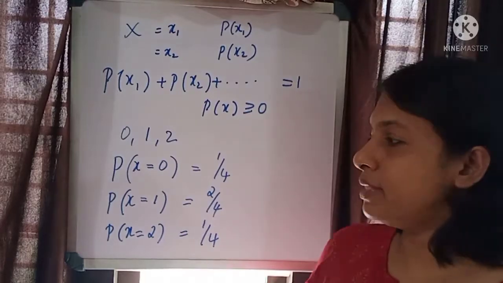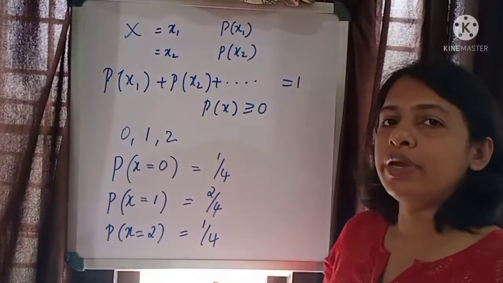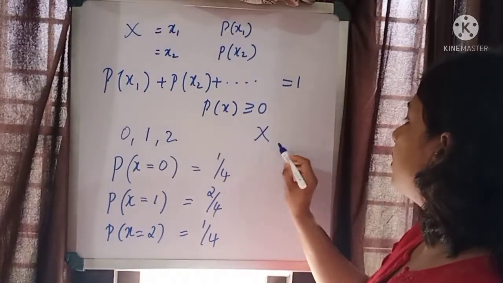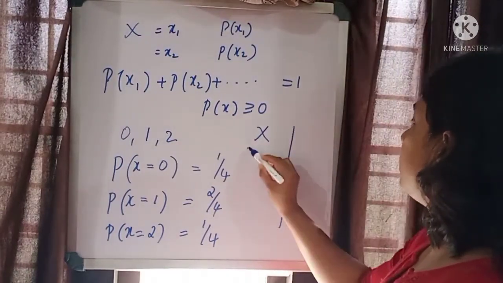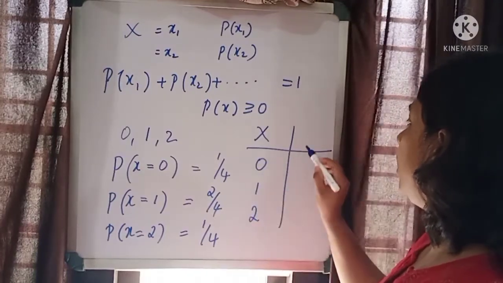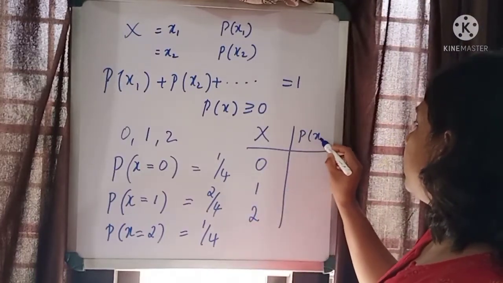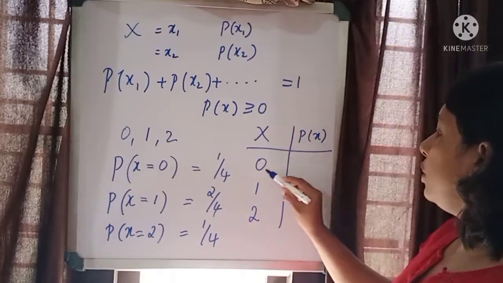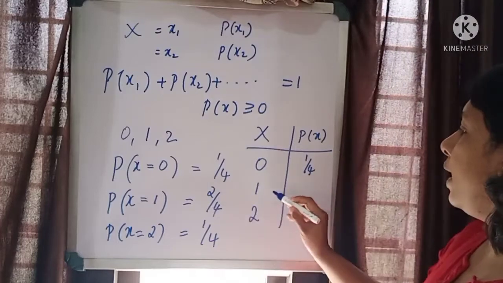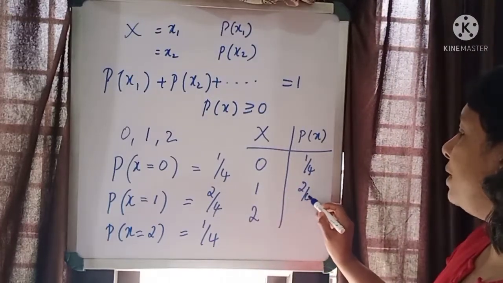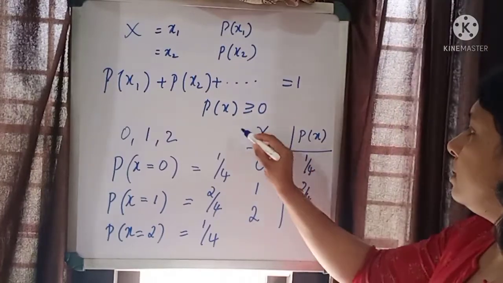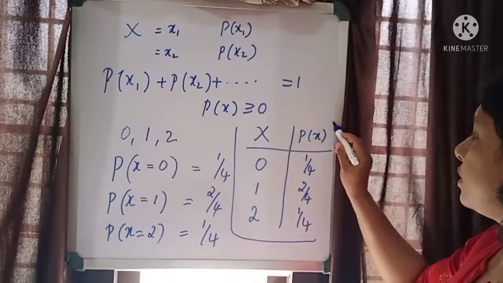If we represent this in the form of a probability distribution, x takes the values 0, 1 and 2. P of x for 0 heads is 1 by 4. For 1 head, the probability is 2 by 4. And for 2 heads, the probability is 1 by 4. This is the probability distribution.